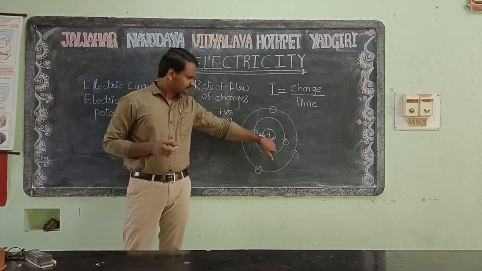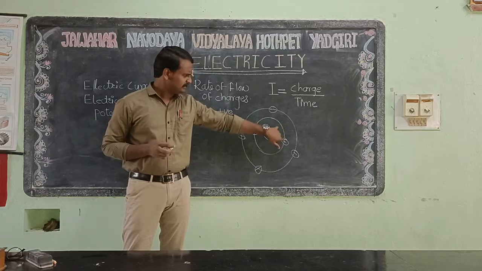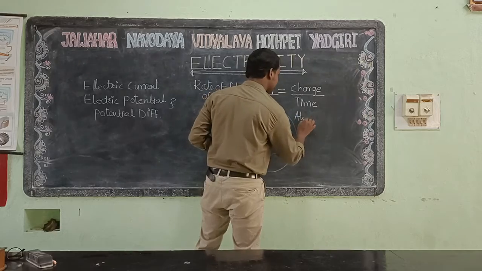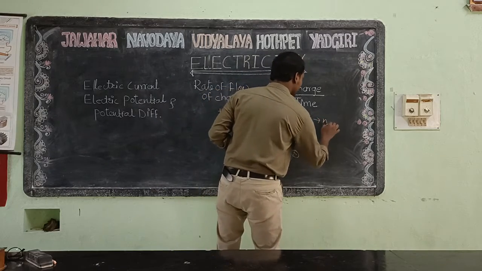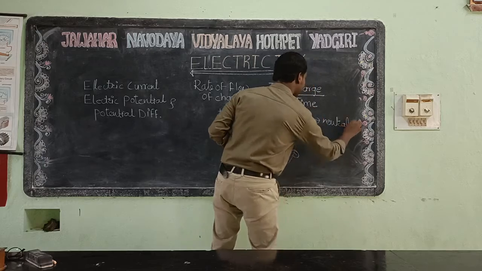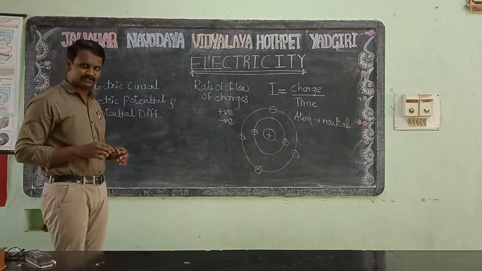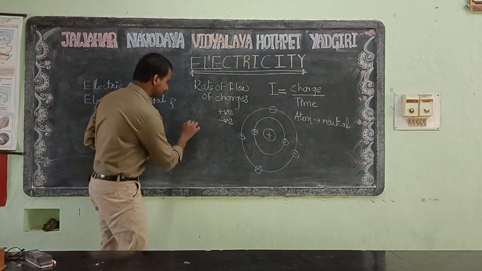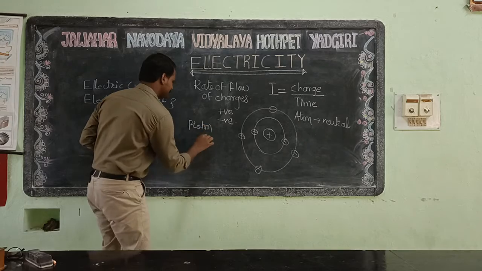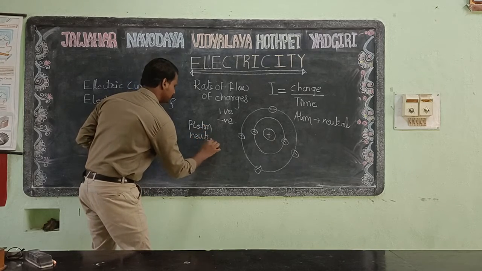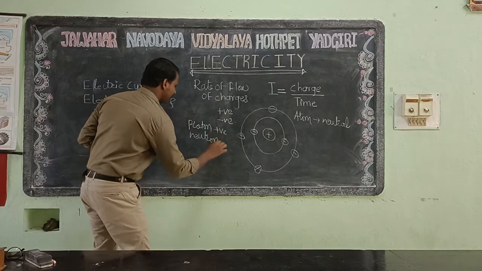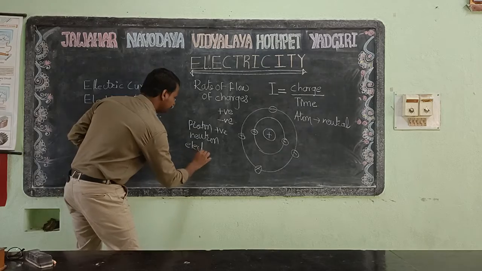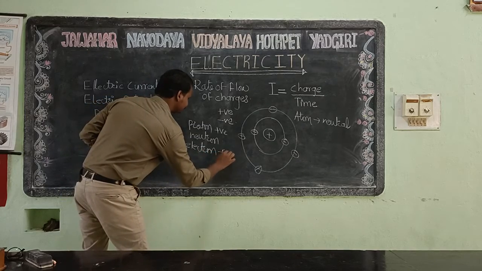Now in the starting, the atom is electrically neutral, because there is no net charge on it. Why? You can see that in the nucleus there are protons and neutrons. Proton is a positive charge, neutron has no charge, and electrons have a negative charge.